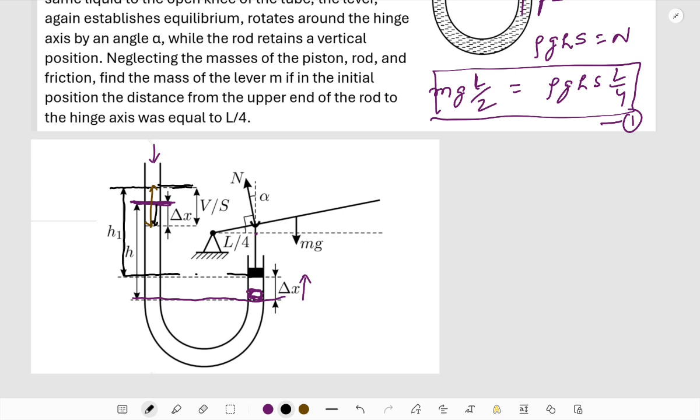After adding liquid to the tube in the left knee, the piston together with the rod will move upward, and the lever will turn. We will rotate, in fact, about the hinge, and in this case, the moment arm of the force of gravity has changed, because this length is L by 2.